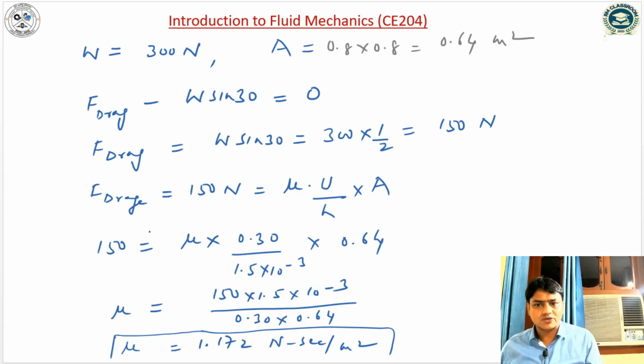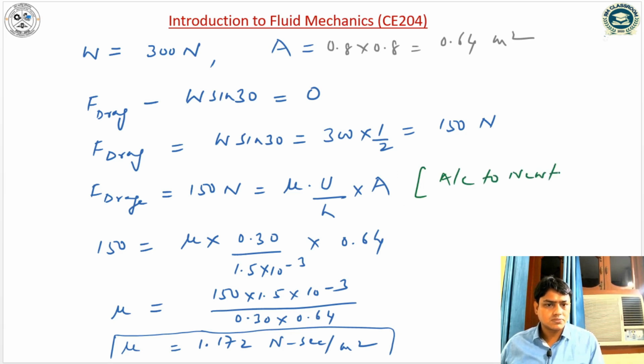So according to Newton's law of viscosity, I have written F is equal to mu du by dy into area. So mu into velocity u minus 0 divided by thickness h into A. So it will be 150 is equal to mu into velocity 0.3 divided by thickness 1.5 mm, which I have converted into meter, so it will be 10 to the power minus 3, into area 0.64 meter square. So here it is coming, the dynamic viscosity of oil is 1.172 Newton second per meter square.